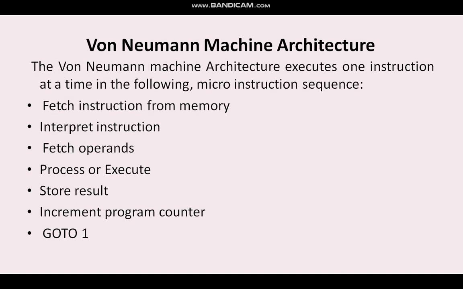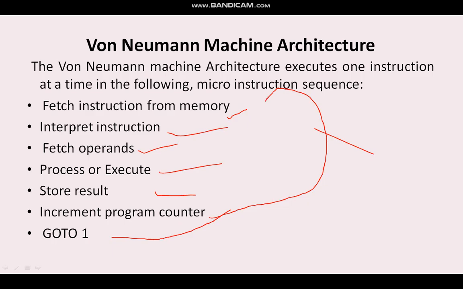In the von Neumann architecture, as I said in the previous video, one instruction gets executed at one particular time. It fetches the instruction from the memory first, interprets the instruction, fetches operands, processes or executes, stores the result, increments the program counter, and again goes to step one. It fetches the instruction from the memory, interprets it in its required language, fetches the operands required for execution, executes that instruction, stores the result, and increments the program counter.